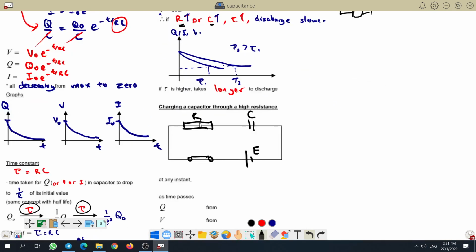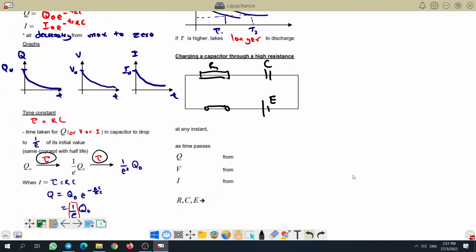This is charging now. Charging should come before discharging, but discharging is much easier. Now what is the relationship between R, C and E? Earlier R and C were in parallel, whereas now they are in series. If in series, what happens to the V? They add. So at any instance, E equals VR plus VC.